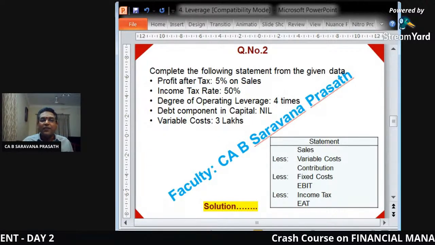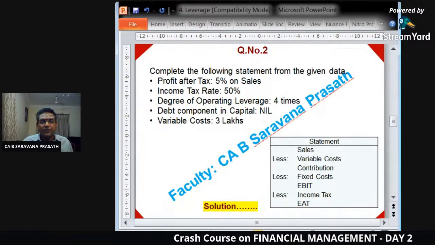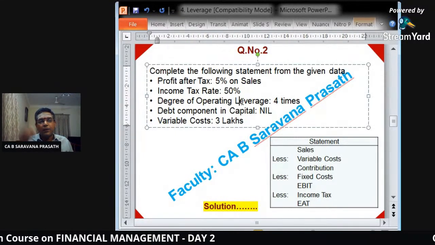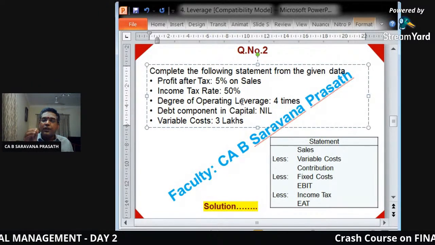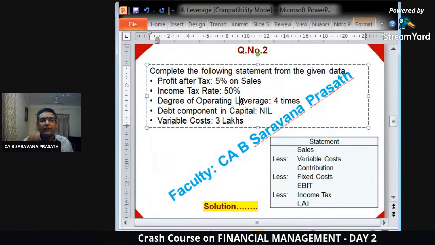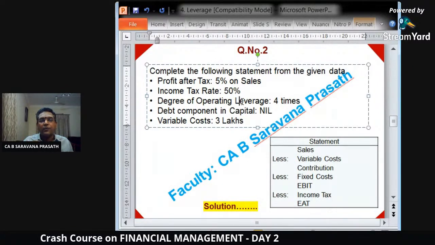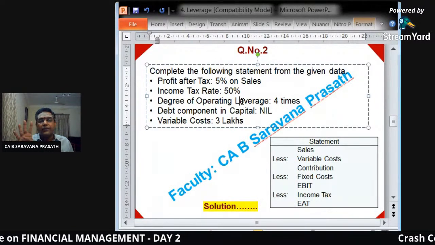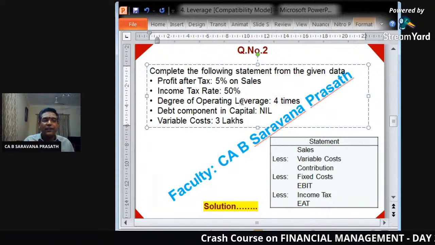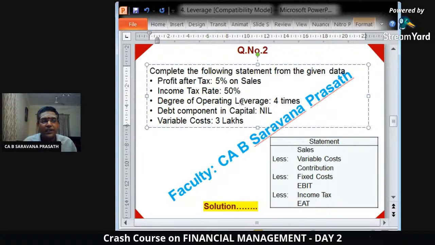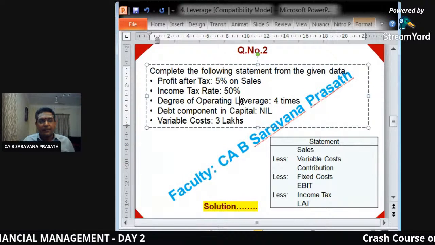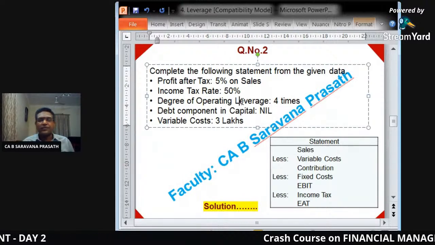Now, we will apply the formula for degree of operating leverage. What is the formula? We can write below the statement. Contribution divided by EBIT is equivalent to 4 times. Now, as per the table, if you glance at the table, you find that EBIT is equivalent to 10 percentage. So contribution divided by 10 percentage is equivalent to 4 times.